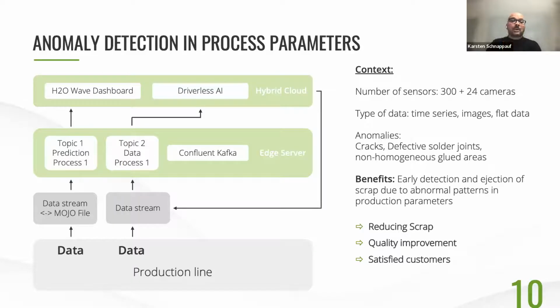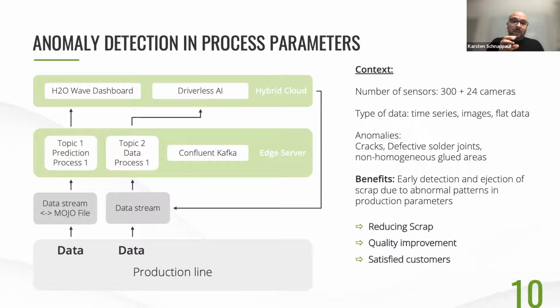Anomaly detection, also a big use case for manufacturing. Here you can see a real-world example of how you can implement anomaly detection in production. What we currently do at our customer. The context is a manufacturing line with 12 processes, where we have 300 sensors and over 24 cameras. We have a wide range of data like time series, image data, and flat data.